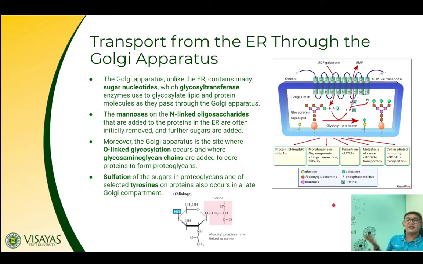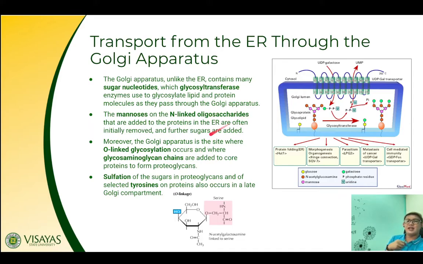The Golgi apparatus, unlike the ER, contains many sugar nucleotides. So this is during the transport from the ER to the Golgi apparatus. These sugar nucleotides, which glycosyl transferase enzymes use to glycosylate lipid and protein molecules as they pass through the Golgi apparatus. So say, for example, proteins are now delivered from the rough ER to the Golgi apparatus. There are enzymes there called glycosyl transferases, okay? And in there, sugar nucleotides will be added.